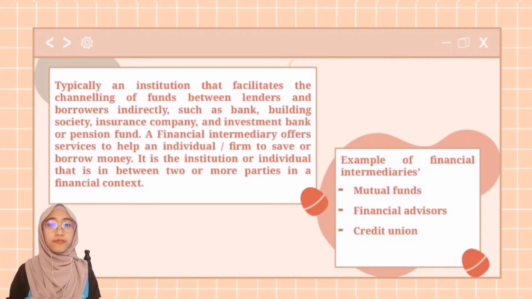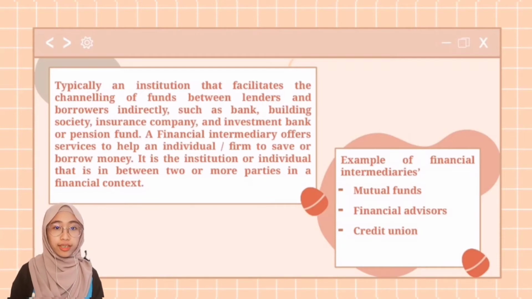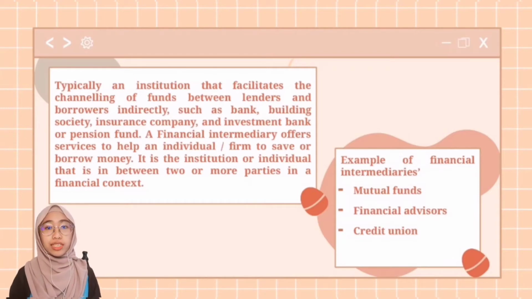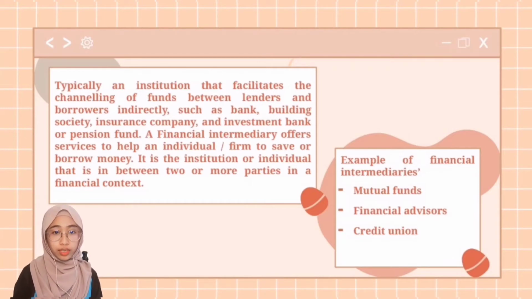There are several examples of financial intermediaries, like mutual funds, credit union, and financial advisor. Mutual funds help pool savings of individual investors into financial markets. A fund manager oversees a mutual fund and allocates the funds to different investment products.